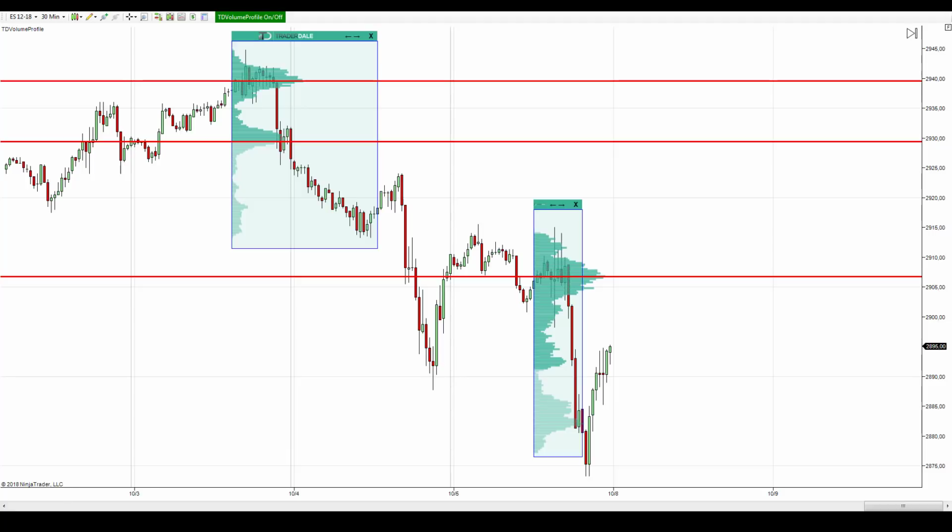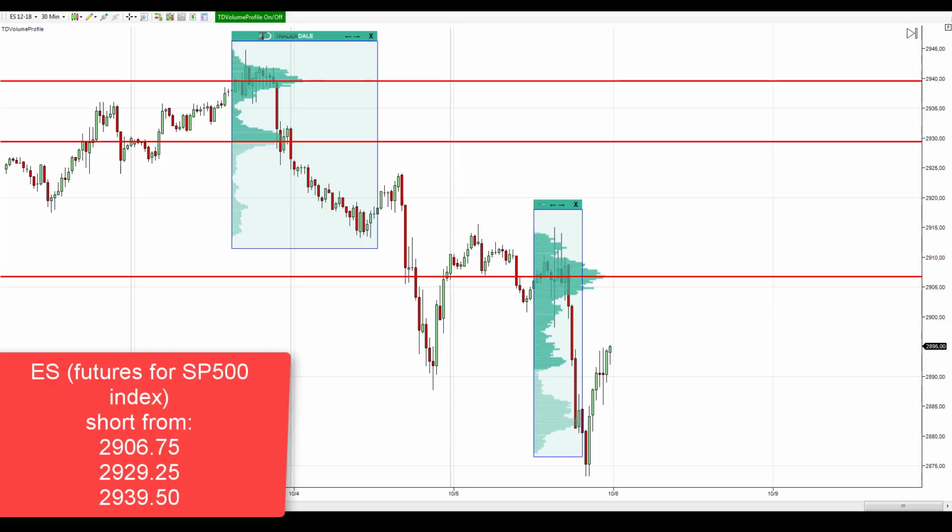Let's first go into intraday levels and have a look at the ES, which is futures for the Standard & Poor's 500 index. There are three intraday levels which I really like, which I like to trade. The first one is right there.